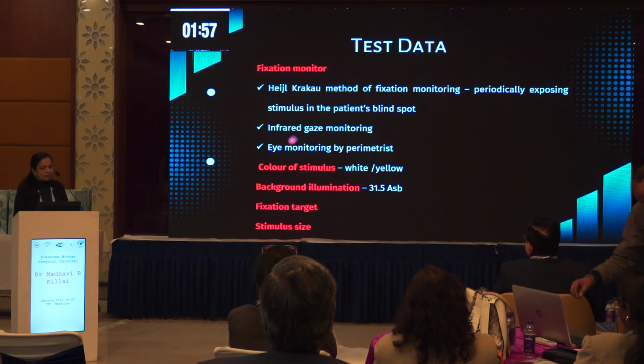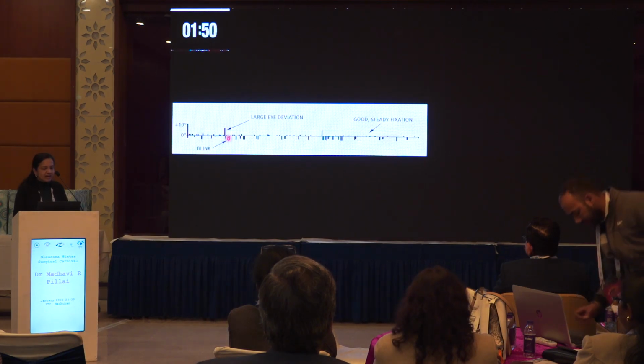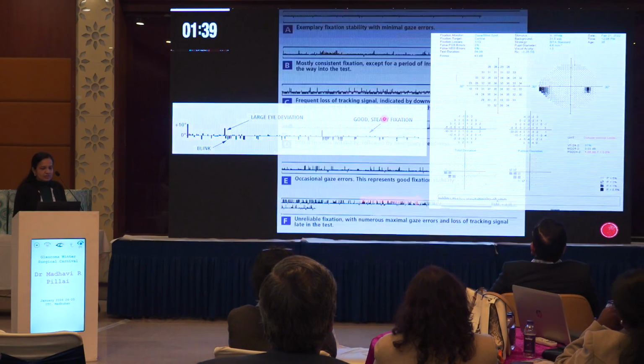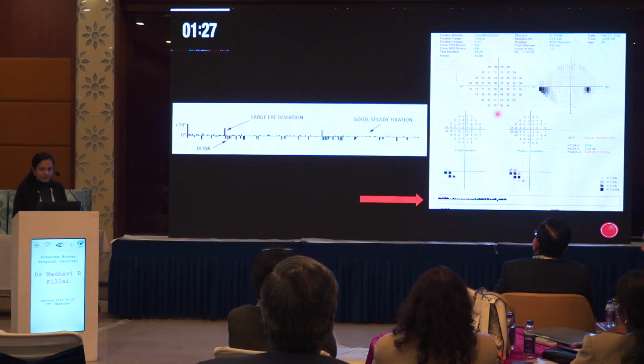The next technique is the infrared gaze monitoring. This is how the infrared gaze monitoring looks. You can see this large eye deviation: something above the baseline is a large eye deviation, and something below the baseline is a blink. Ideally, a good steady fixation will look like this. Once again, this is another example. Exemplary fixation will have short spikes, but not like this. This is how a large blink and large eye deviation look. In the printout, you will see the infrared gaze tracker here.